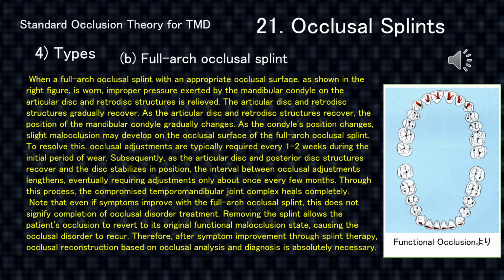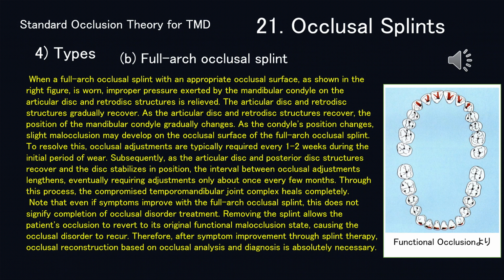To resolve this, occlusal adjustments are typically required every 1 to 2 weeks during the initial period of wear. Subsequently, as the articular disc and posterior disc structures recover and the disc stabilizes in position, the interval between occlusal adjustments lengthens, eventually requiring adjustments only about once every few months. Through this process, the compromised temporomandibular joint complex heals completely.